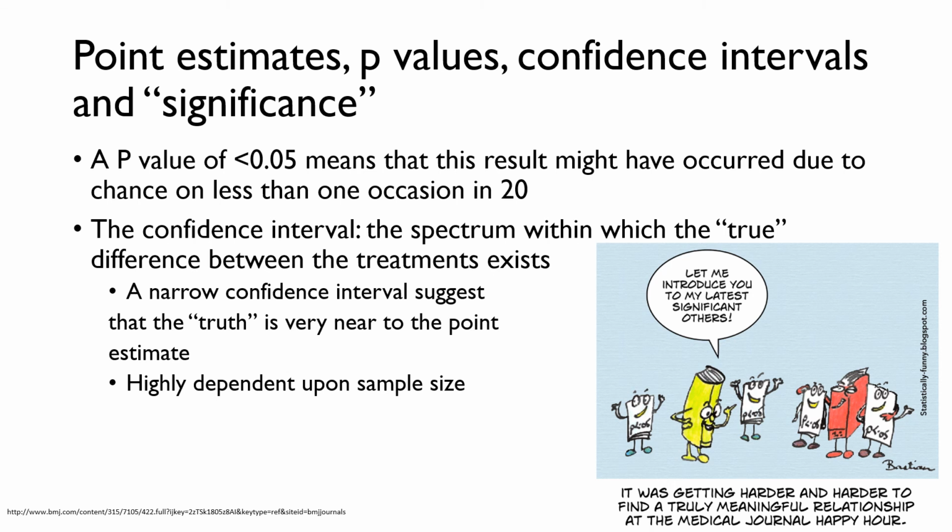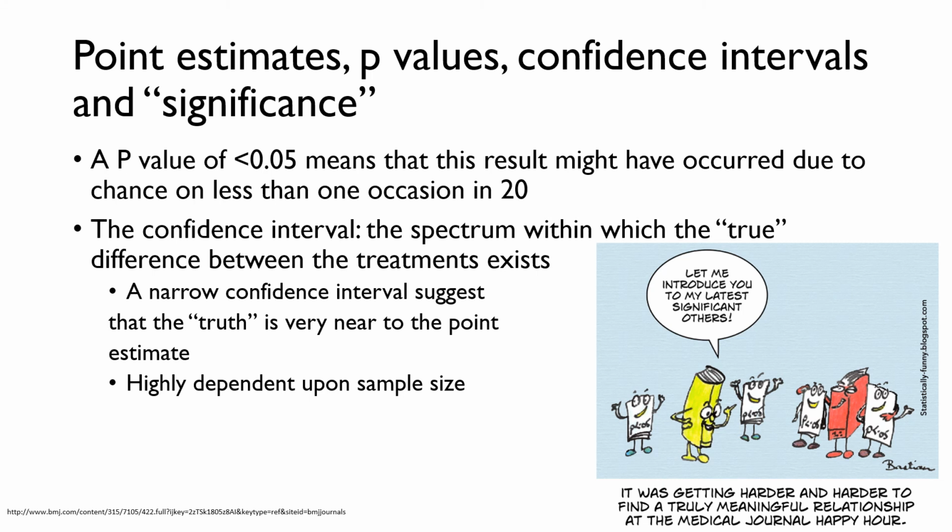So again, for the purpose of designing our trial, we're not going to dwell on this too much because we're not going to have results. But I want to put this in here because I think remembering this will make you a better reader of the literature. So remember, a p-value of less than 0.05 means something. It has an interpretation. It means that this result might have occurred due to chance on less than one occasion in 20. That's the interpretation of it, okay?